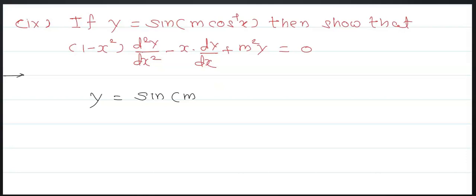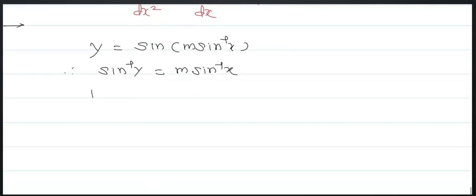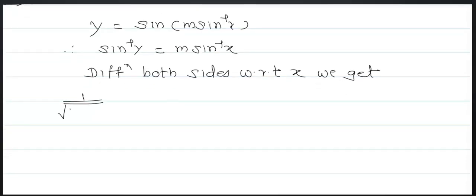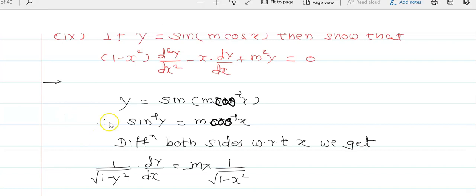Y is equal to sine m cos inverse, m cos inverse, not sine. Is there a mistake? We'll find out that mistake. Now I have changed the sign, that is, instead of that sine, it's a cos inverse. Y is equal to sine of m cos inverse of x.